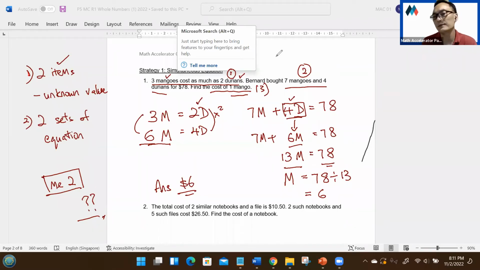Okay. So if 13 mangoes is $78, do you agree with me that if we divide by 13, we will get the cost of 1 mango? Right? So now, is it okay? Now, if we are able to move on to the second question, can you please type Q2, everybody? Okay, so let's move on to the second question.